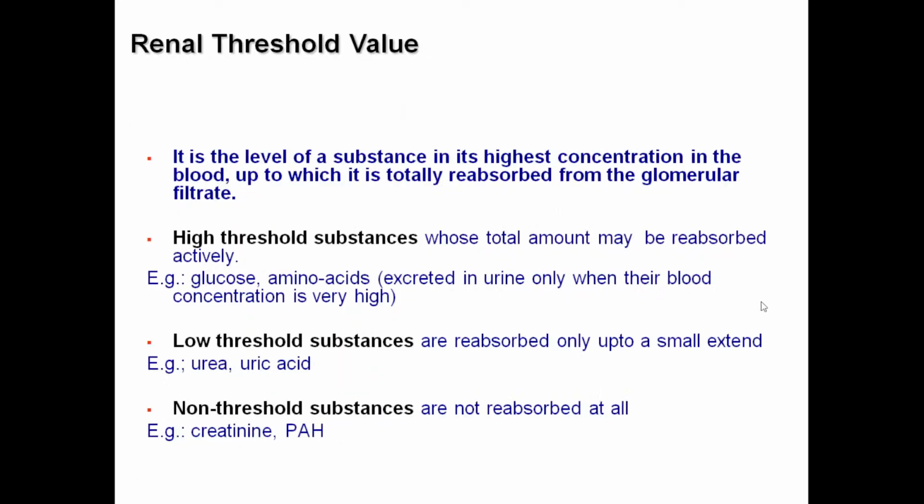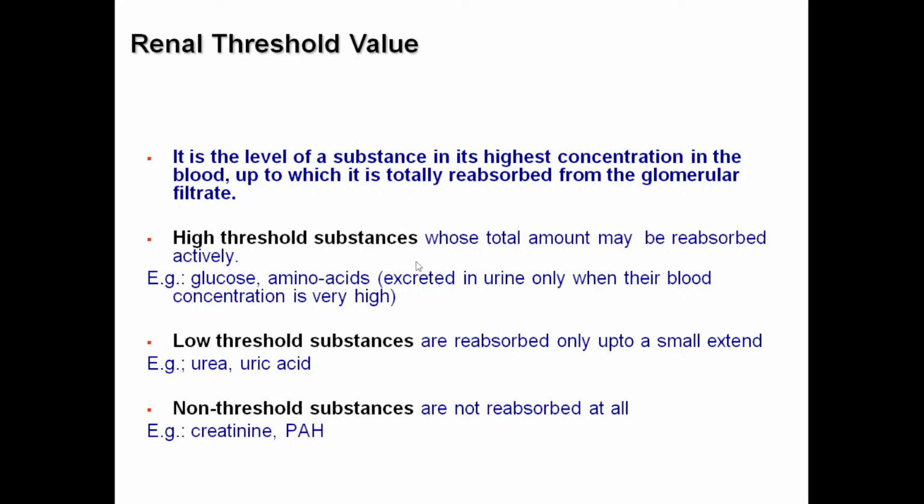Now, another thing which we need to discuss is the renal threshold value. Renal threshold value is the level of a substance in its highest concentration in blood up to which it is totally reabsorbed from the glomerular filtrate. And all the substances could be divided into three categories. They could be high threshold substances, low threshold substances, and non-threshold substances.